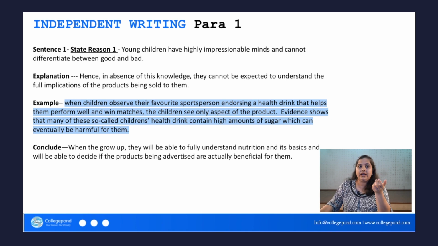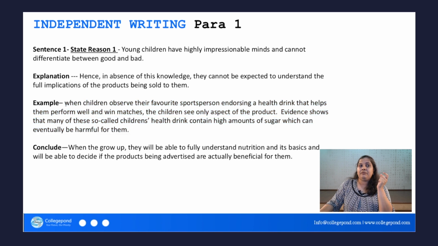That's completely all right. So you could say something like, when children observe their favorite sportsperson endorsing a health drink that helps them perform well and win matches, the child only sees one aspect of the product. When I'm giving that example, this part, the child sees only one aspect of the product, actually supports the point made in the reason. They cannot differentiate between good and bad. Why can't they differentiate? Because they see only one aspect.